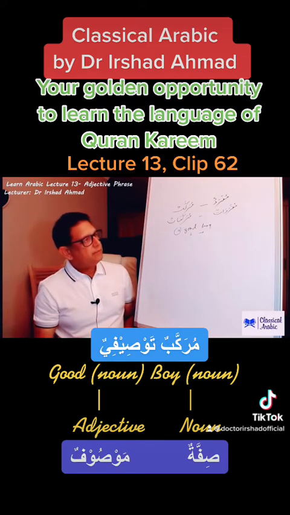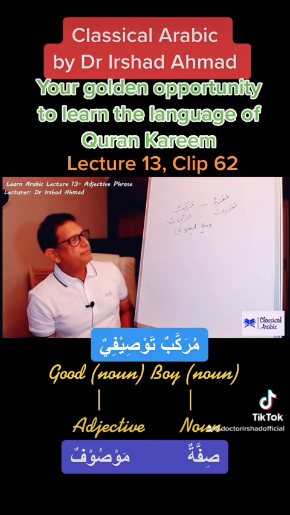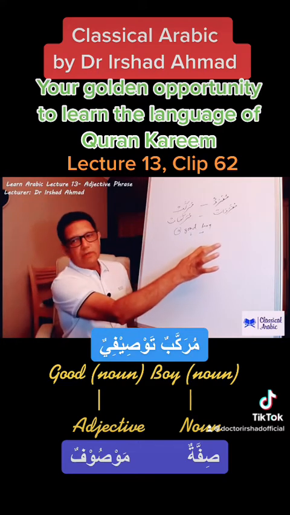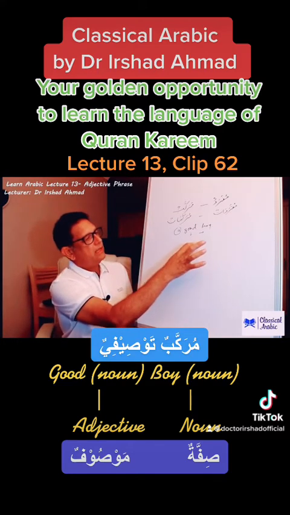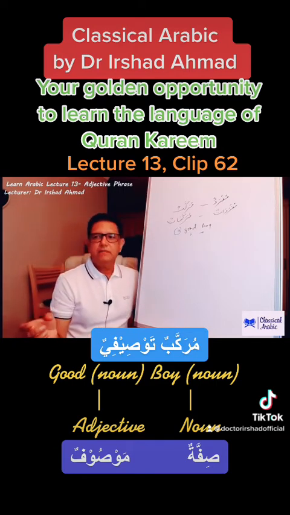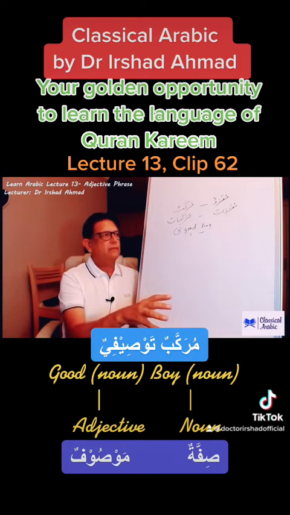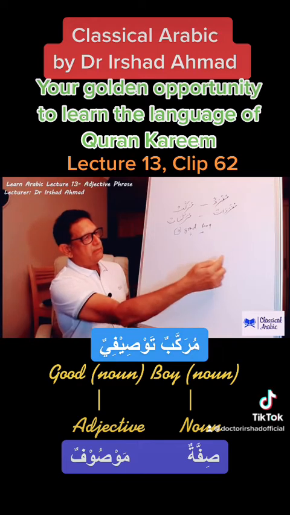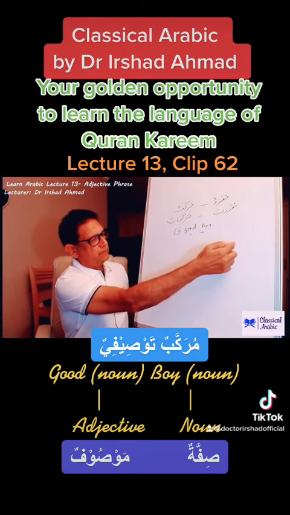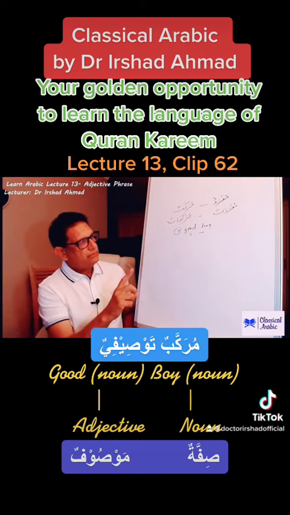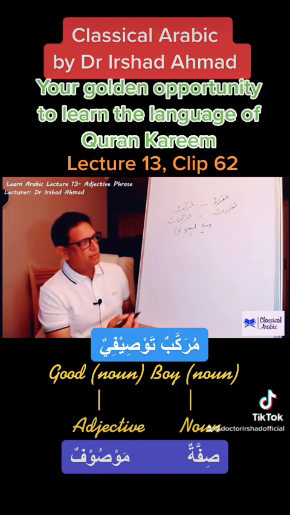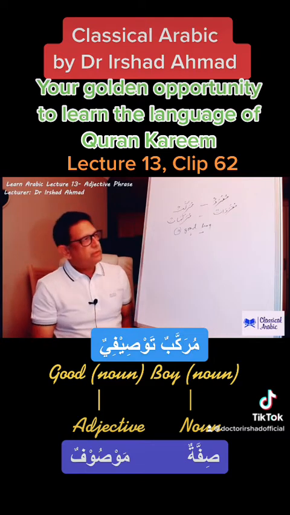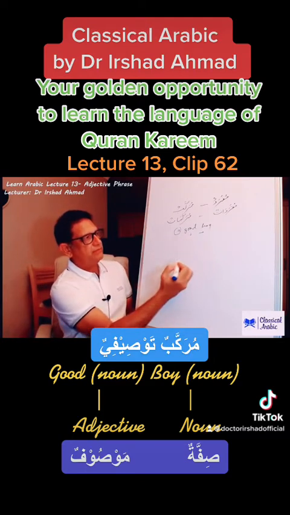What about Arabic? In Arabic it is the other way around. Mawsuf comes first and then sifa follows, and that makes sense because you want to say boy, then define what kind of boy. Man, what kind of man. Girl, what kind of girl. In Arabic, because we read and write from right to left, first we will have boy, which is mawsuf, and then mawsuf will be followed by sifa. So it's going the other way around.